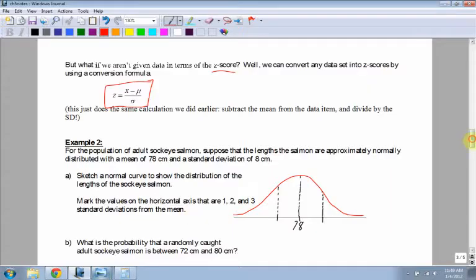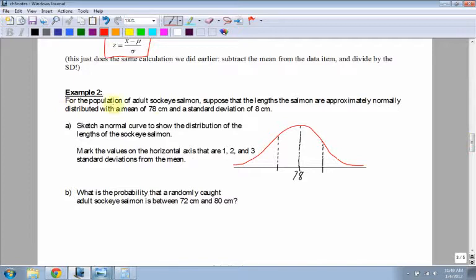So the first one says, for the population of adult sockeye salmon, suppose that the lengths of the salmon are approximately normally distributed with a mean of 78 and a standard deviation of 8. So my mu is equal to 78 and my sigma is equal to 8. It says, sketch a normal curve to show the distribution of the lengths of the sockeye salmon. Then mark the values on the horizontal axis that are 1, 2, and 3 standard deviations from the mean. Alright, so here we have the mean of 78. That's right in the center. Your mean is always in the center.